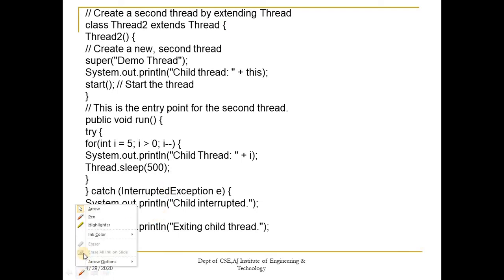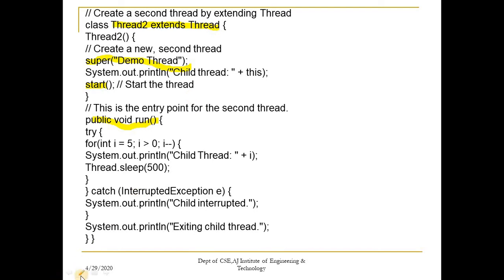I want you all to see the first 3 steps for creating threads by extending the thread class. First, you have to create a class which will extend the thread class. Next, within the constructor of Thread2, I am supposed to create an object of this class. Next, I need to override the start method and the run method of the thread class. So these are the 4 steps to create a thread by extending the thread class.